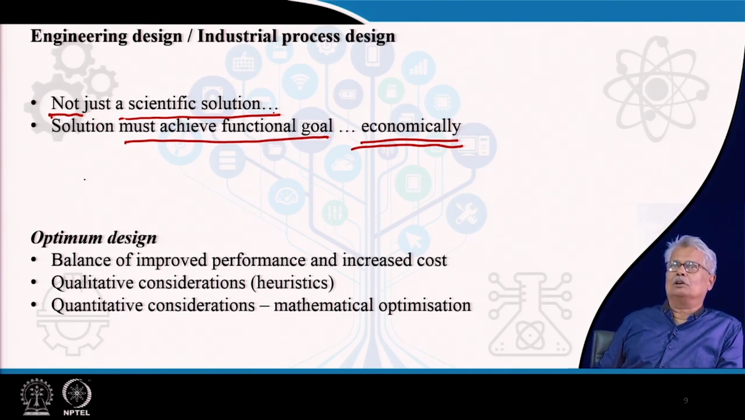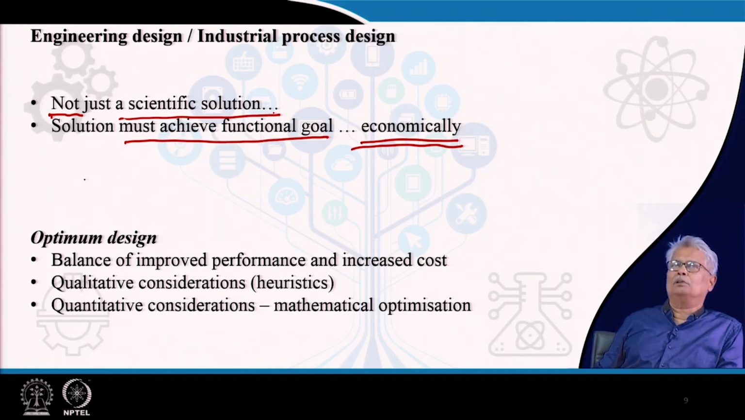Whenever we talk about design, very often we hear the term optimum design. By optimum, normally we mean we gain one way and we lose other way, and there is a balance. So, basically in case of optimum design, what we look for is a balance of improved performance and increased cost. Yes, we can improve the performance even more by investing more, but by increasing the cost, but there has to be a balance.